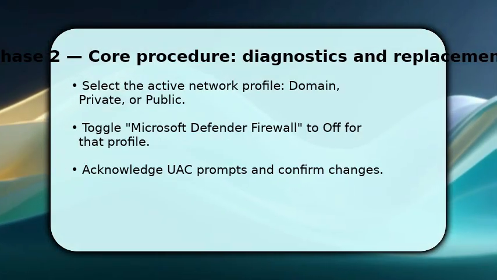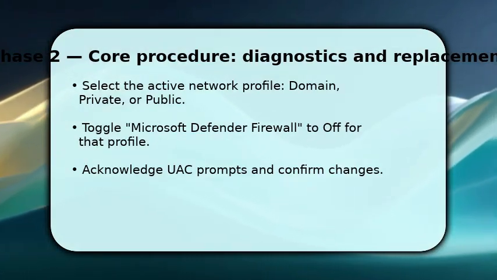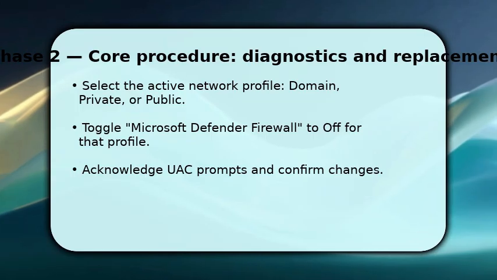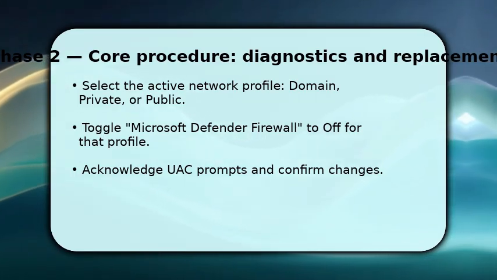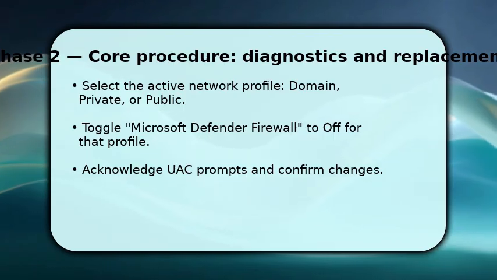Now you turn the firewall off for the active profile so changes apply where you need them. Click the active network profile, domain, private, or public, and find the Microsoft Defender Firewall switch, toggle it to off.